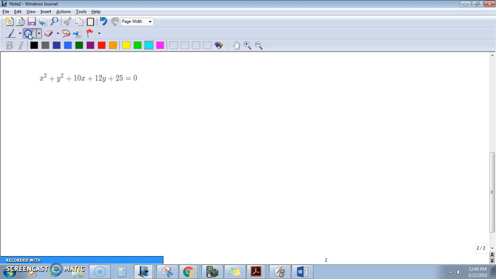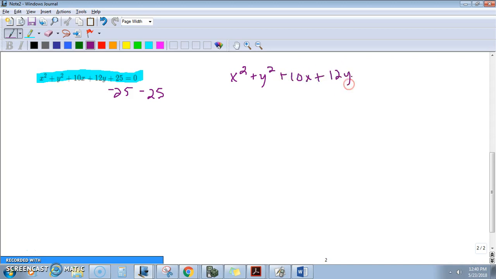Here's our equation, x squared plus y squared plus 10x plus 12y plus 25. Here's what I want to do. I want to get the 25 on the other side. So I'm going to subtract 25 from both sides because that's the only term here that doesn't have a variable. Okay, so now what I have is x squared plus y squared plus 10x plus 12y equals negative 25.